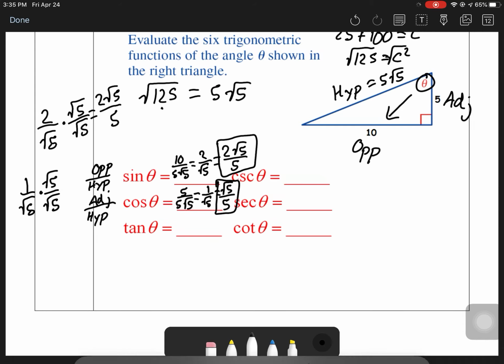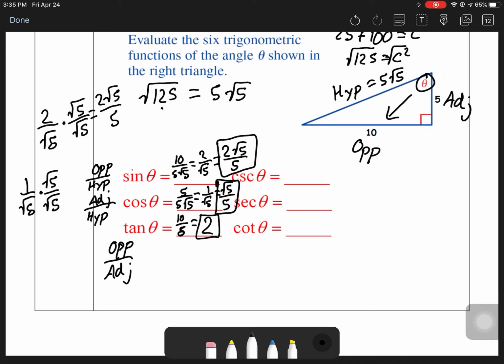Tangent, opposite over adjacent. So this is opposite over adjacent. The opposite is 10, the adjacent is 5. So we get 10 over 5, which we know equals 2, the final answer here. Don't have any radicals to worry about on this one.